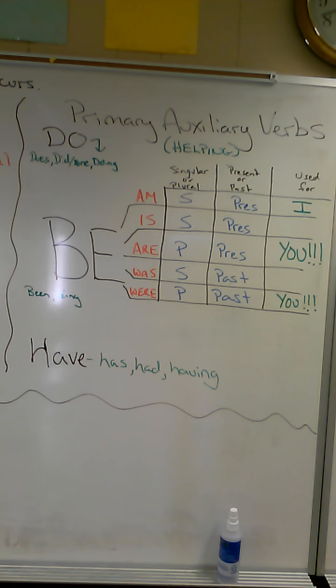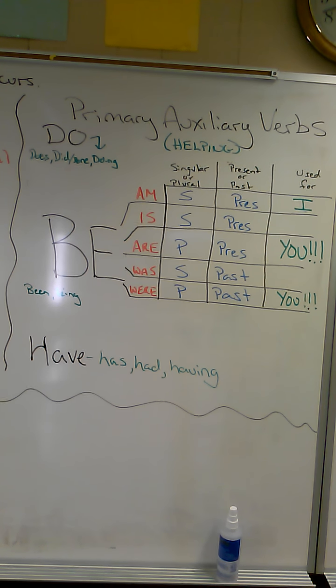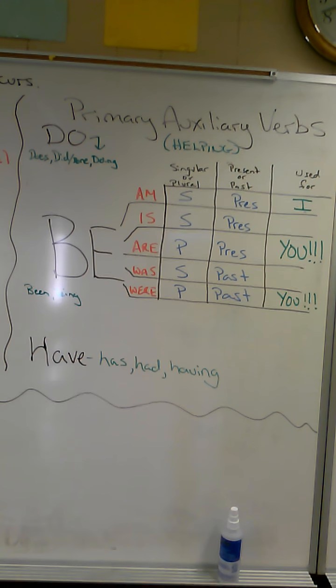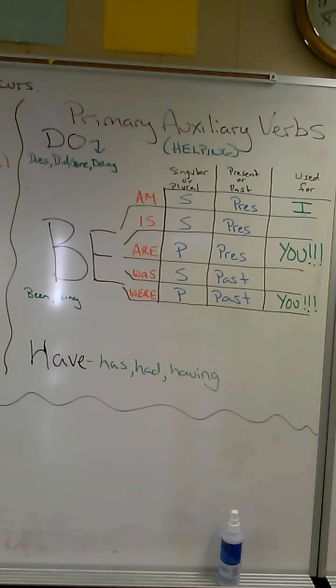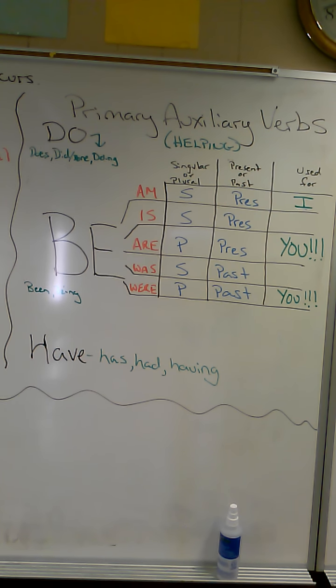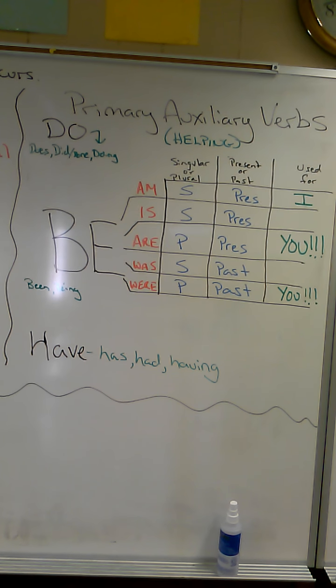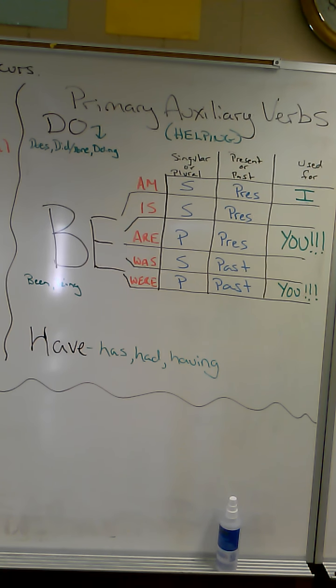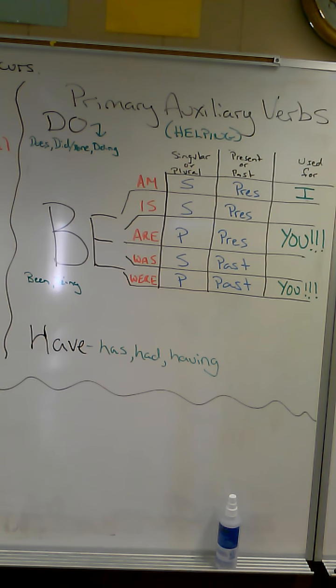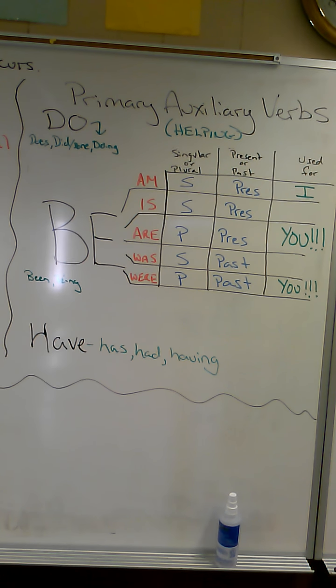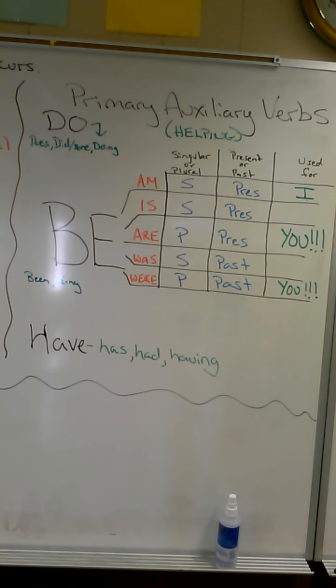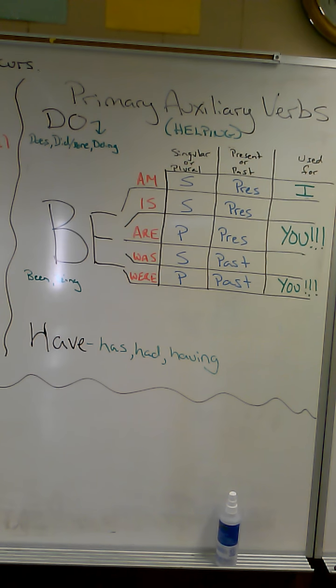There are three primary auxiliary verbs. You have do, be, and have. Now, by themselves, they can be used as verbs, and therefore you would have your base, S, ED, and ING forms. You do with do. You have does, did or done, and doing.